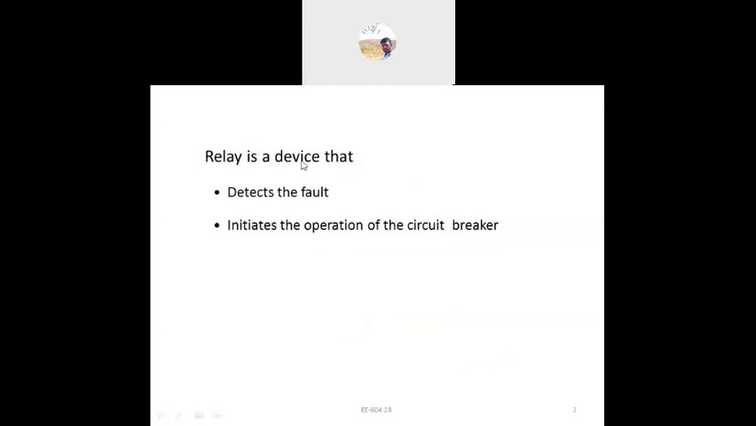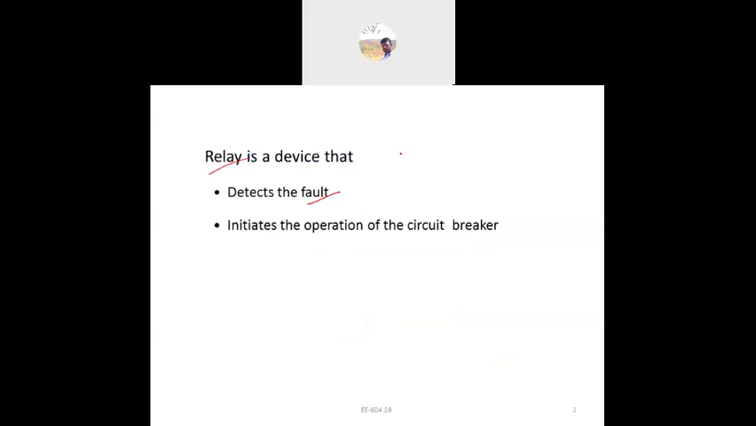The relay does not work alone; it is combined with switchgear equipment, that is, a circuit breaker. So the relay is one protective device. In the power system we need a component to protect the equipment from faults, to keep it healthy. So that type of device we use is a protective device, that is the relay. A relay only detects the fault.